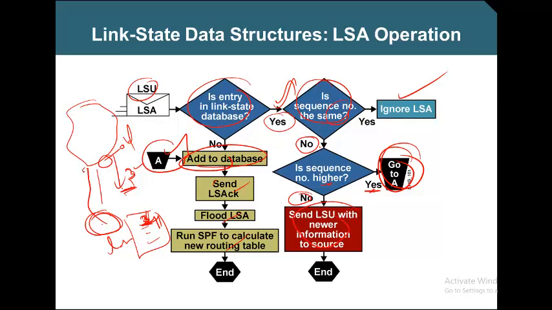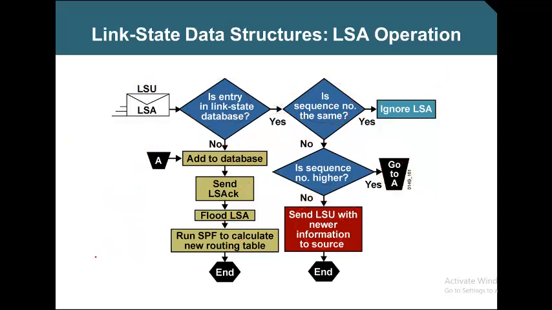An update is coming to a router. The router checks whether my database is empty or has some info. It already has some info. Okay. Is the database sequence number the same? Yes. Then there is no need to update your database, because whatever comes in, you already have, since the sequence number is the same.